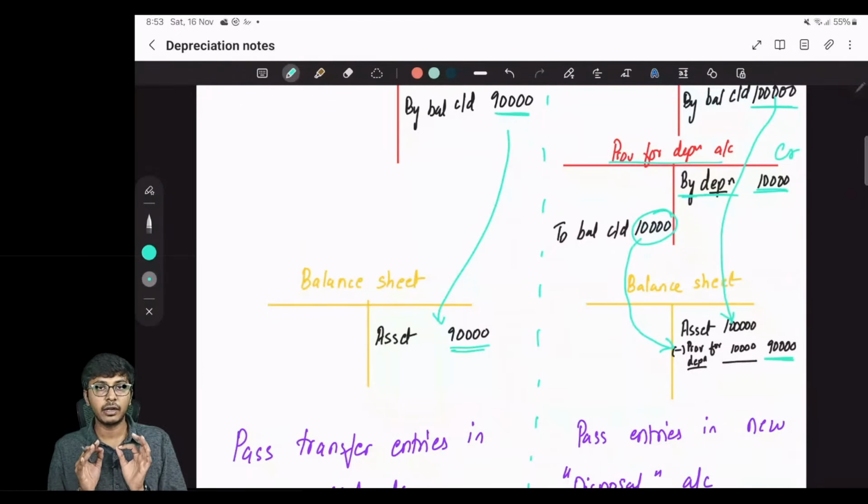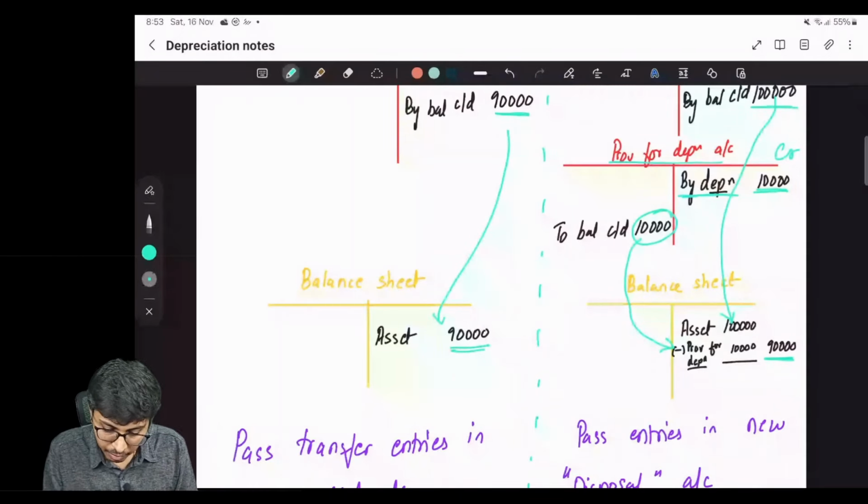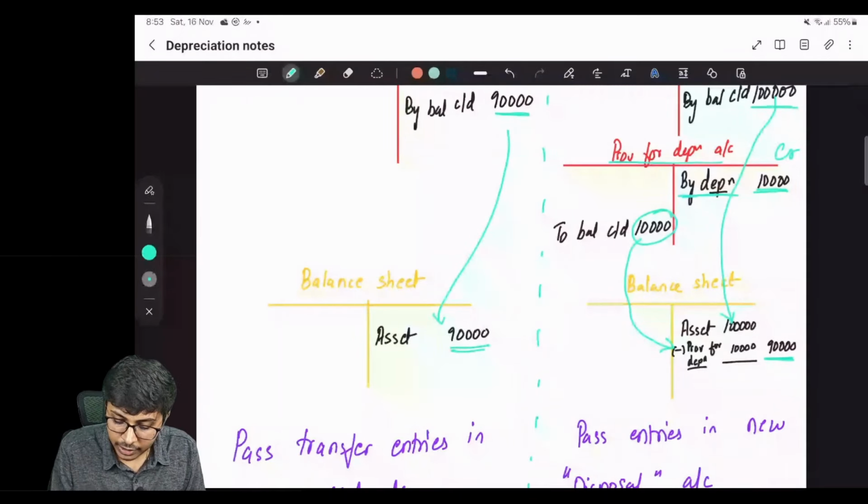Now, as a reader of financial statements, you take the financial statements in your hand, and if you see the balance sheet, asset 90,000, okay, good. Here also in the balance sheet, asset is 90,000 only, but I will get more information here. What is the more information that I'm getting? The asset is what I purchased for 1 lakh. Then the depreciation that I have provided till now is 10,000. So asset value is 90,000 as on date. Did you understand the clear difference why we maintain provision for depreciation in some cases and why we do not maintain in some cases?